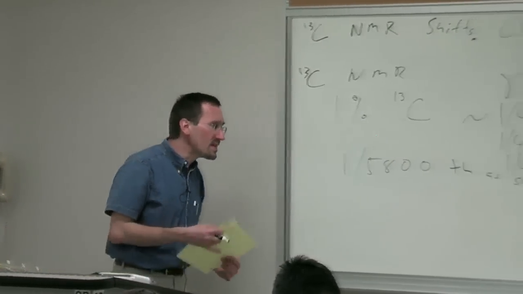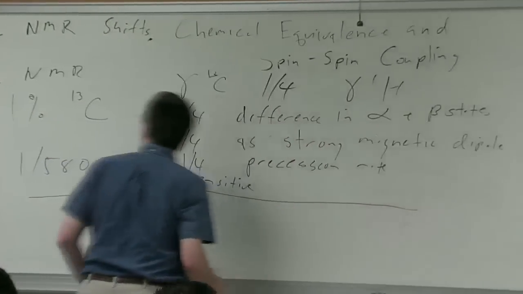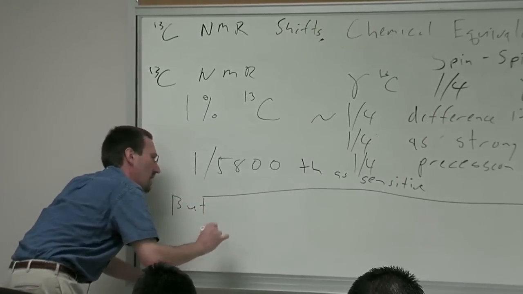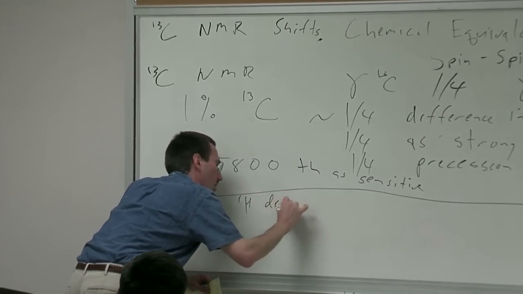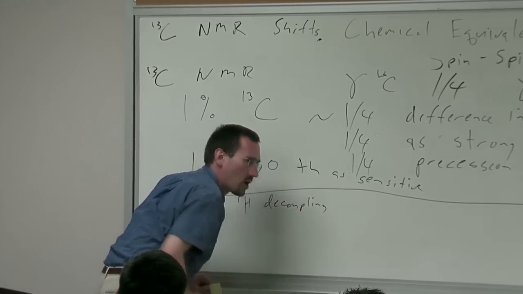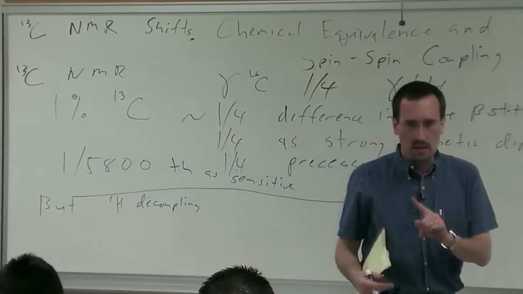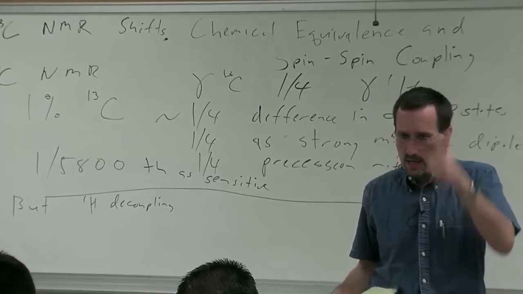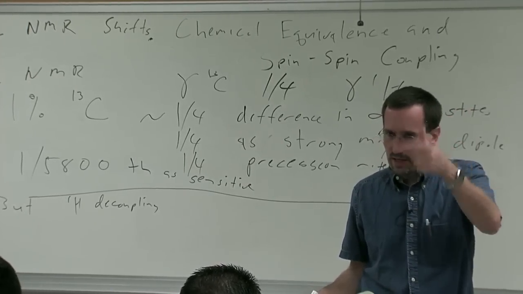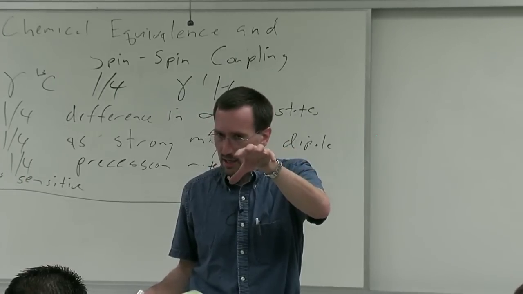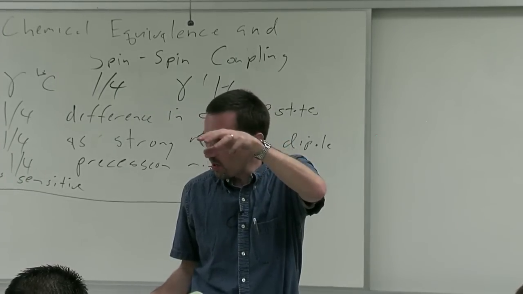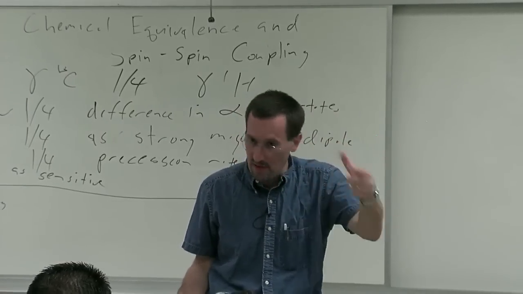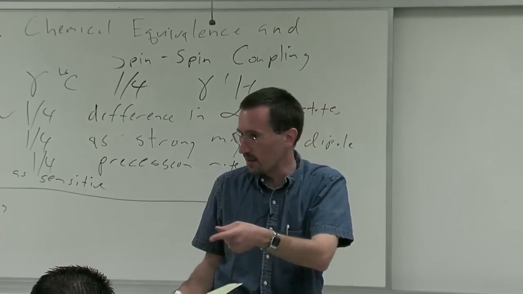Now, there are a few redeeming features. So one thing that's redeeming is we typically do proton decoupling. Normally, a carbon would be split by all of the protons. So for example, the carbon in the methyl group of ethanol would be split into a quartet by the three hydrogens that are attached to it. And then it would be further split by the hydrogens over on the methylene carbon.